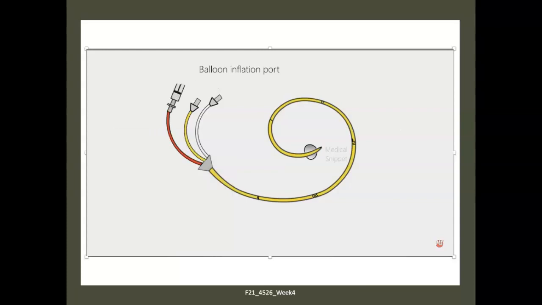Third is the balloon inflation port. Fourth is the thermistor. Its lumen terminates 4 cm proximal to the tip of the catheter. It is used to measure cardiac output using the thermodilution technique. The catheter which we are going to see does not have the thermistor.